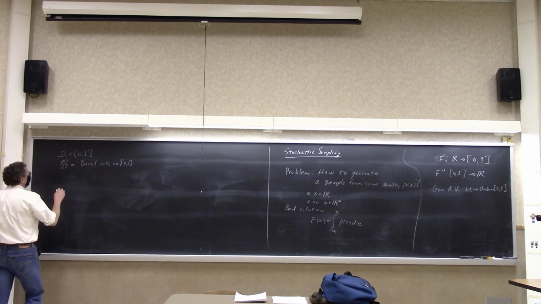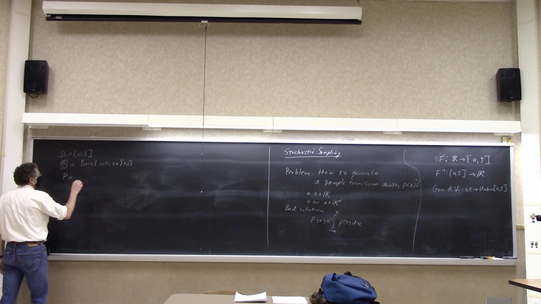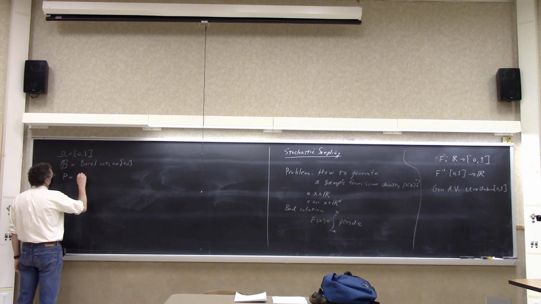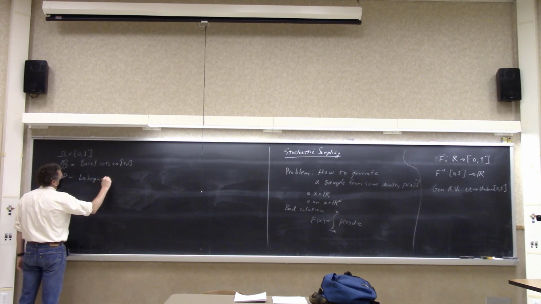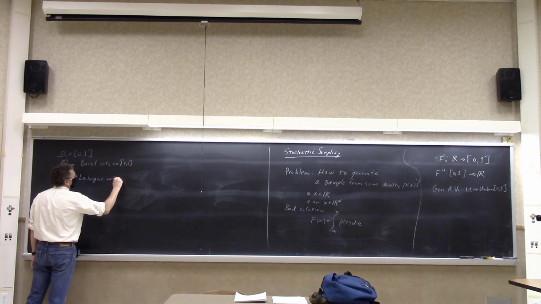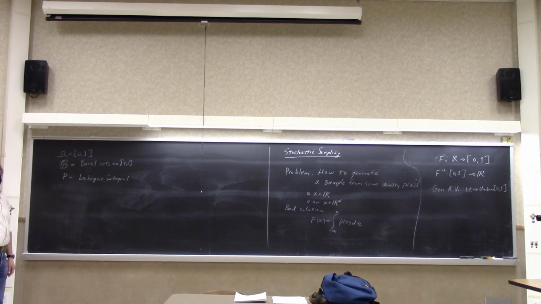And then you take the measure P to be equal to Lebesgue measure, integral something like this. Okay, so that's your probability space.